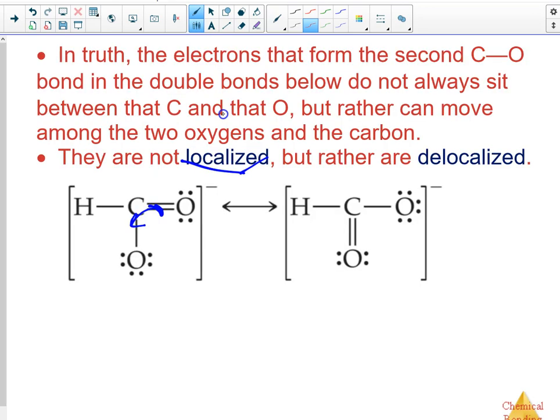In truth, the electrons that form the second bond, the double bond, do not always sit between the two atoms, but they can move. They are not localized, but rather delocalized. And this is a word you do need to add to your chemistry vocabulary. A delocalized electron is an electron that is free to move. And in this example, it's a pair of electrons that are free to move from one side of a molecule to another.